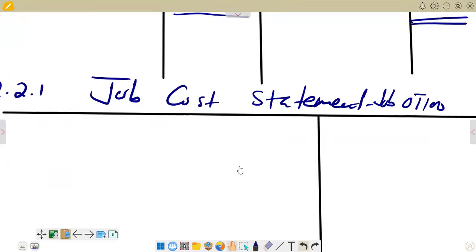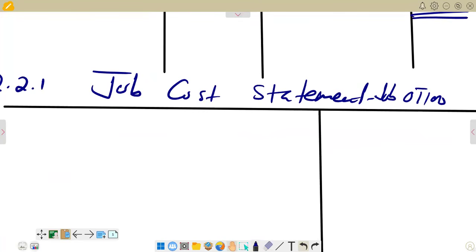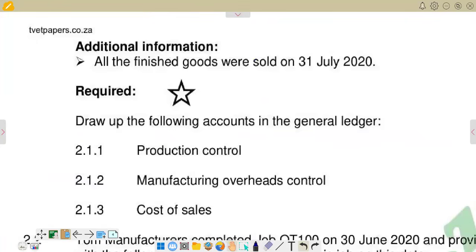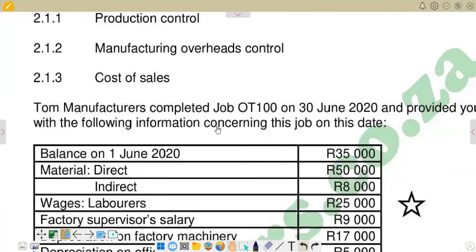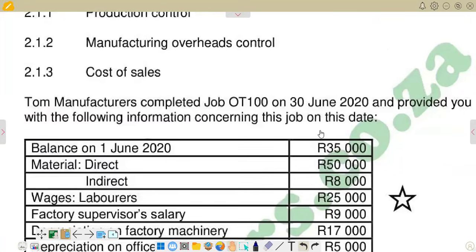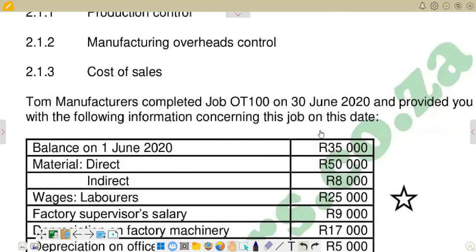It's on the job cost statement. So we are going back to the question to see what we have. On 2.2, it reads: Tom Manufacturers completed job OT 100 on 30 June 2020 and provided you with the following information concerning this job on this date. And then we are given a list of balances.